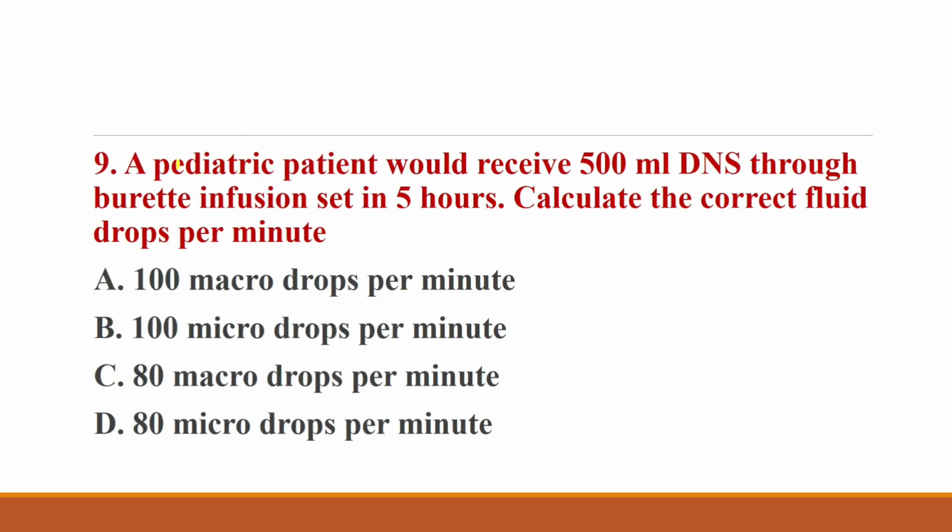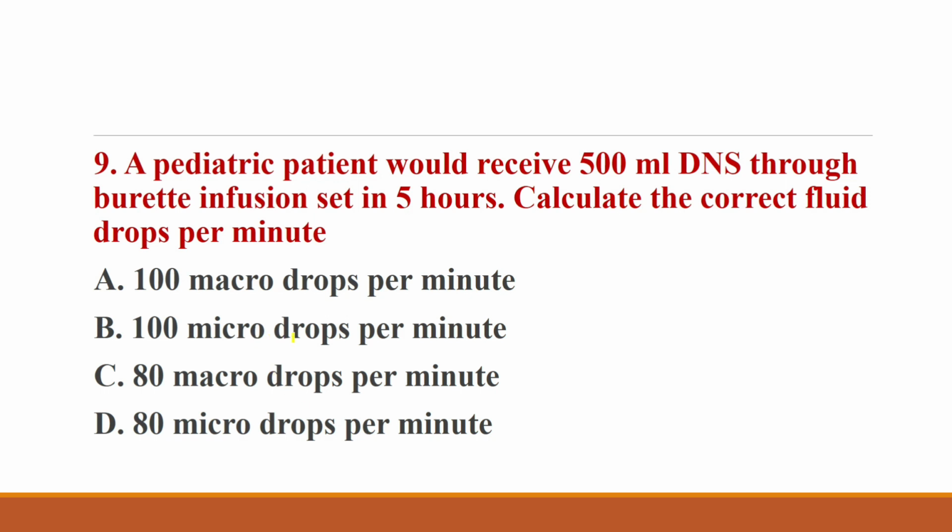Next question, a pediatric patient would receive 500 ml DNS through a burette infusion set in 5 hours. Calculate the correct fluid drops per minute. Option A, 100 macro drops per minute. Option B, 100 micro drops per minute. Option C, 80 macro drops per minute. Option D, 80 microdrops per minute. In a pediatric infusion set, the drop set will be a microdrop set, so the answer may be 100 microdrops per minute or 80 microdrops per minute.